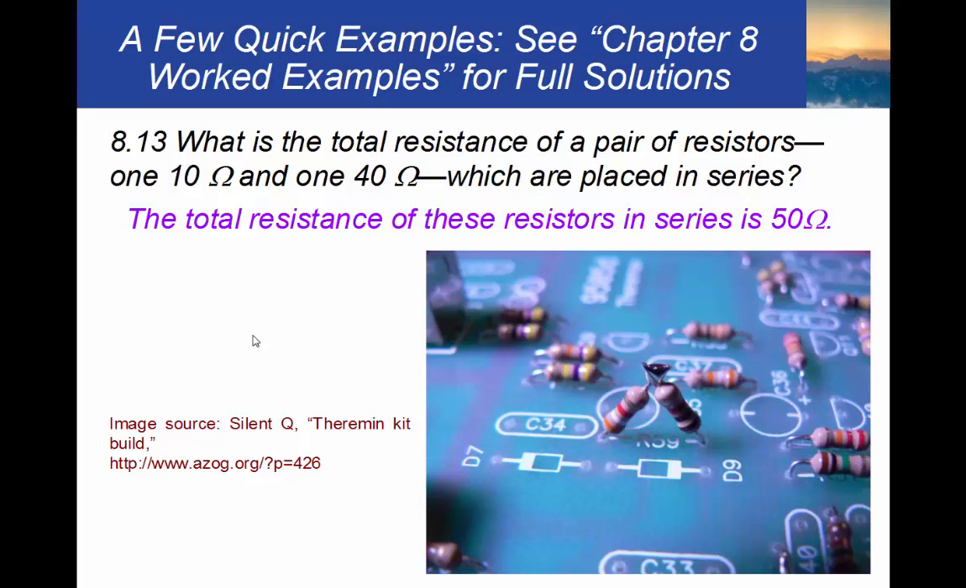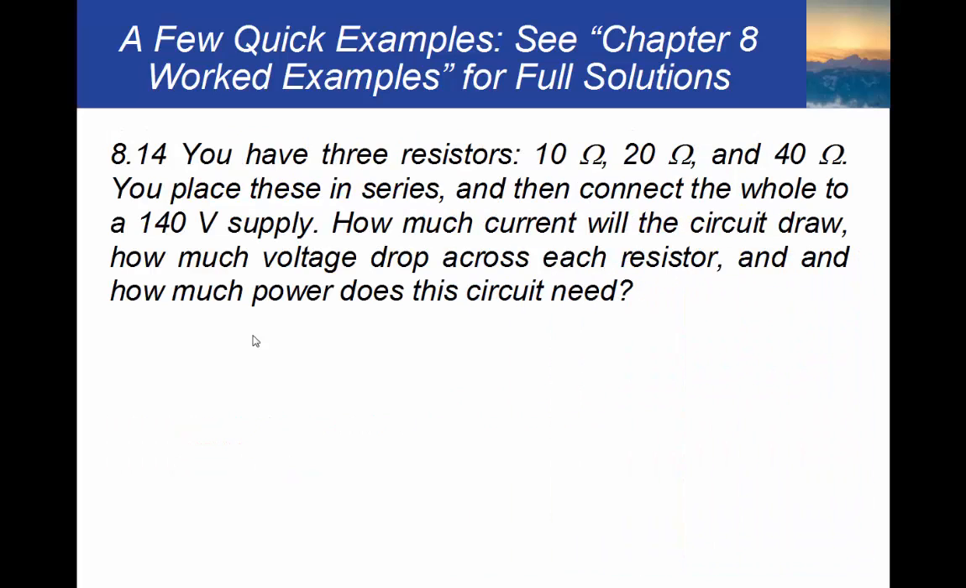Alright, now let's look at another, slightly harder example. This time you've got 3 resistors, 10 ohms, 20 ohms, 40 ohms, and you're going to place these in series, and then connect the whole series to a 140 volt power supply. The question is, how much current is this circuit going to draw, how much voltage drop is there across each resistor, and how much power does this circuit need? That's a fairly complex set of questions.